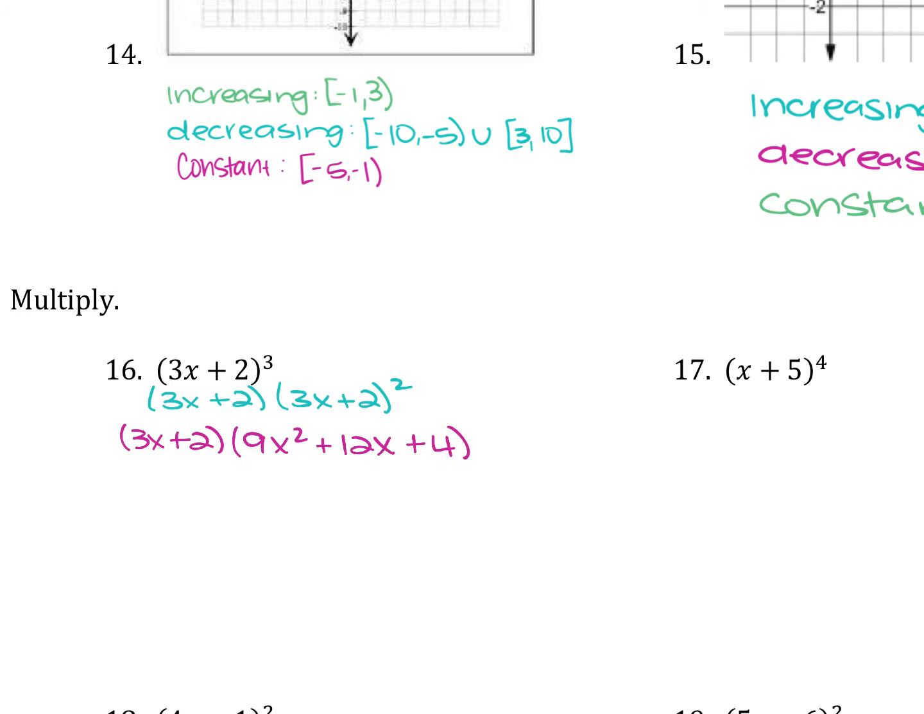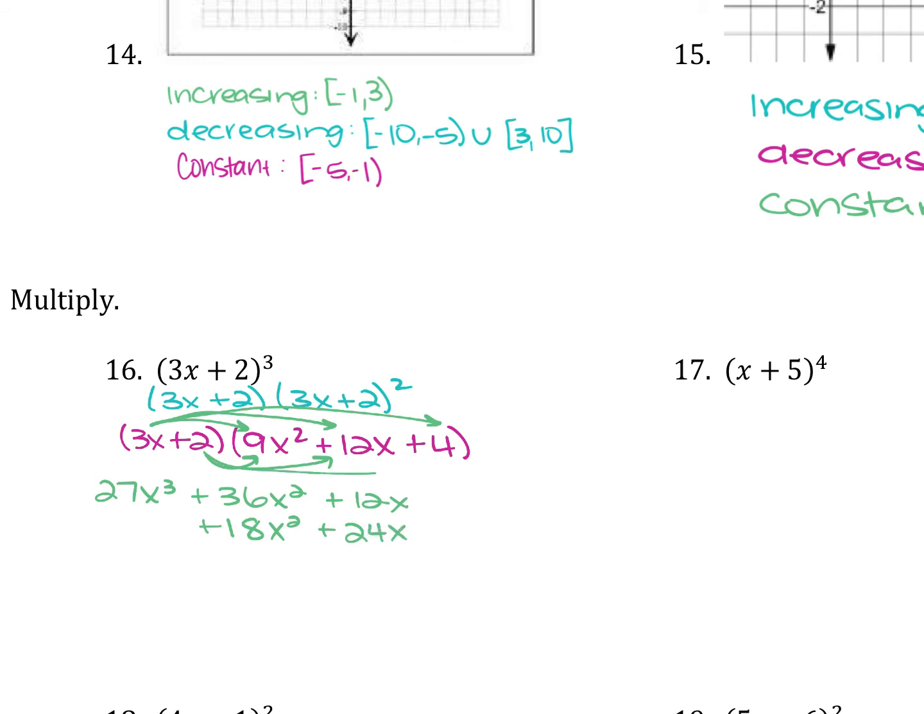From here, distribute in the 3x, distribute the 2, combine like terms. So 3x times 9x squared is 27x cubed. The 3x times 12x is 36x squared. And then 3x times 4 is 12x. From here, do the same with the 2, distribute it in. So 2 times 9x squared is 18x squared. Then 2 times 12x is 24x. And 2 times 4 is 8.